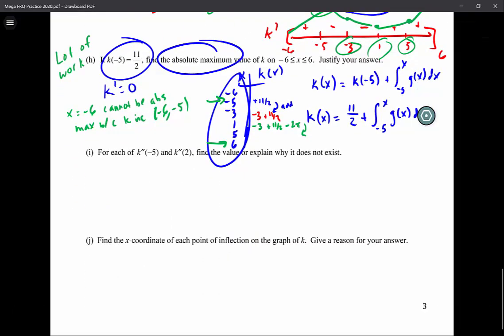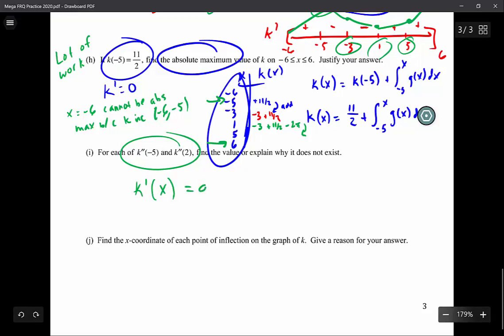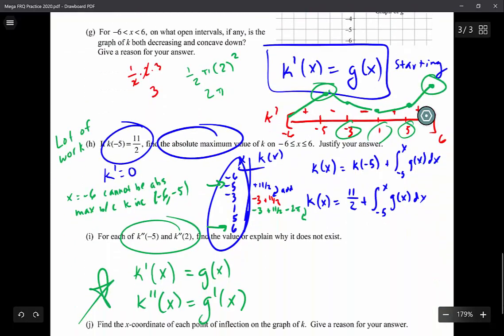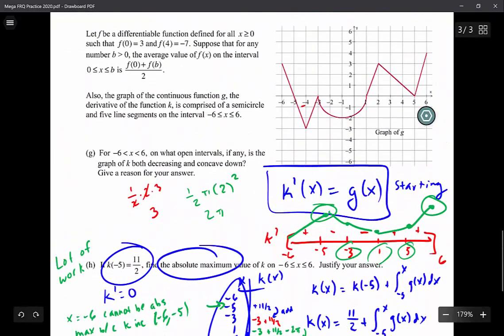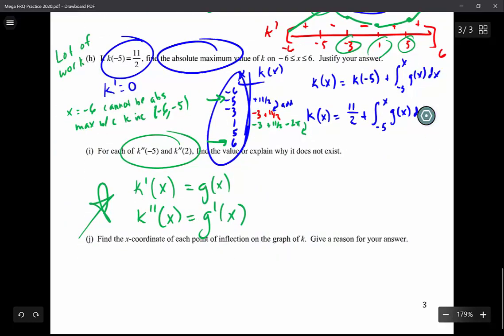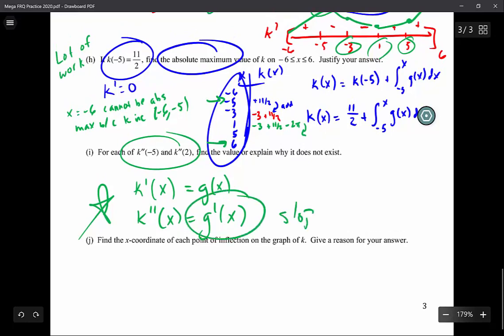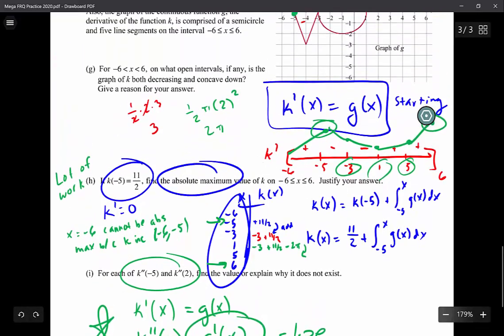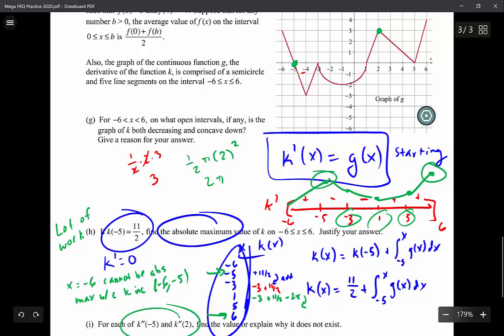For each of k double prime of negative 5 and k double prime of 2, find the value or explain why it doesn't exist. Well, in order to do this, you need to write out, okay, k prime of x equals g of x. K double prime of x equals g prime of x. I really like this question because it's talking about differentiability. And so at negative 5 and 2, what is basically being asked is, what is the slope? Because g prime is our slope. So if it's a kink or a corner or a cusp, it would be d and e. And if it's not, then you're just going to do the algebra 1 slope, rise over run.